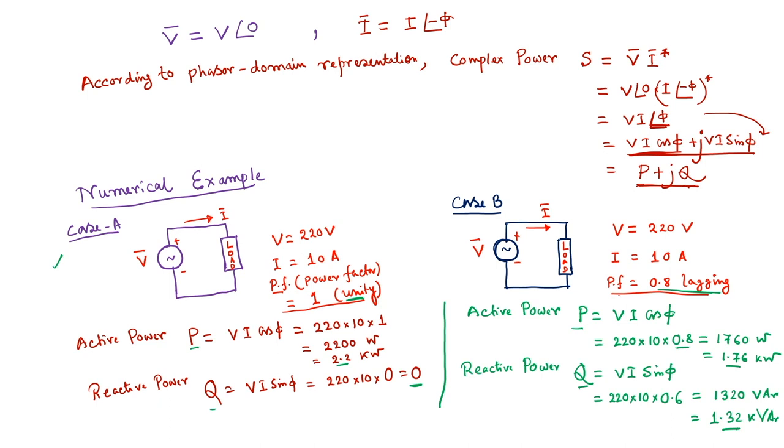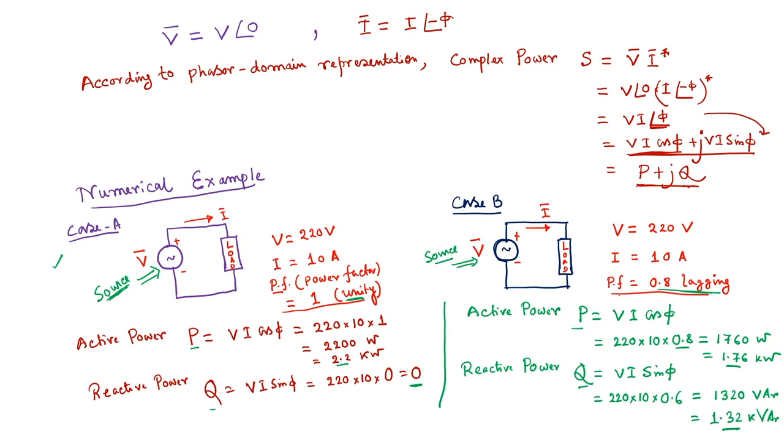Now, what can we conclude from this? What can we observe from these two case studies? Let me put it like this. Suppose this is the source of this particular circuit. This is also the source of this particular circuit, and normally the source of the electric circuit in our home, as domestic customers, is the power supplied by the electric utility.